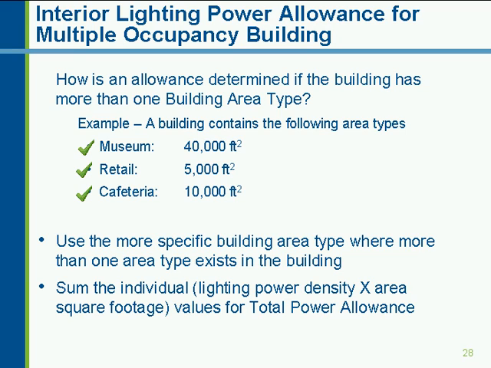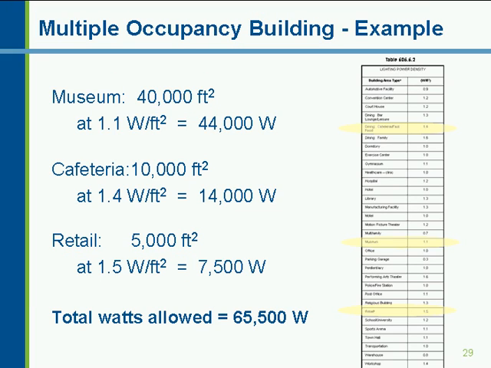The simple rule is if part of your building as a general building area is included as a building area type on the table, you must use that and calculate using that building area type. So in this case, you calculate your allowance for each of those three areas, add them together, and that becomes your total allowance. So again, here's a similar example. You have a museum at 40,000 square feet at an allowance of 1.1. Similar case for cafeteria and retail. You calculate the individual wattages, add those up, and you have a total allowance for the entire building.